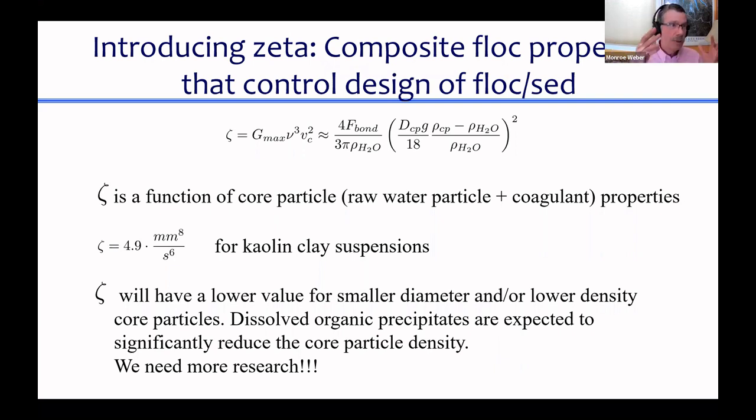All of that is tied up in zeta. And once you know zeta for a particular suspension, that then can be used to guide the design of the plant. So zeta is like this intermediary. It is a function of the flock properties, and then it can be used to design the plant. And it means that G in the flocculator times the viscosity of the lowest water temperature that you have to treat cubed times the capture velocity squared in the plate settlers, at most, when multiplied together, can be zeta. A lower value is great. A higher value will lead to failure.